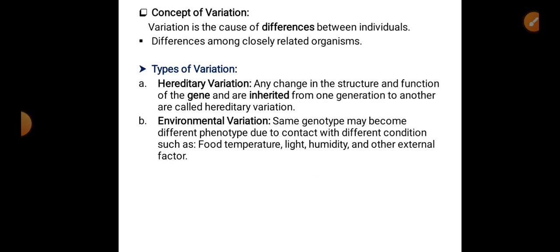Now, variations are of different types. Hereditary variation: any change in the structure and function of the gene that is inherited from one generation to another is called hereditary variation. That means the variation that occurs due to the change in structure and function of the gene of a parent and that is inherited into its offspring.